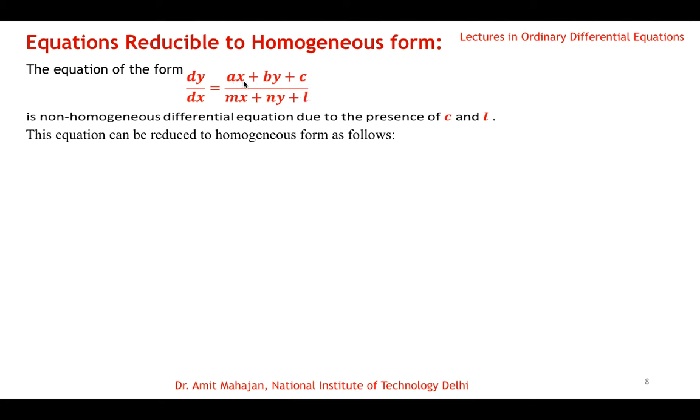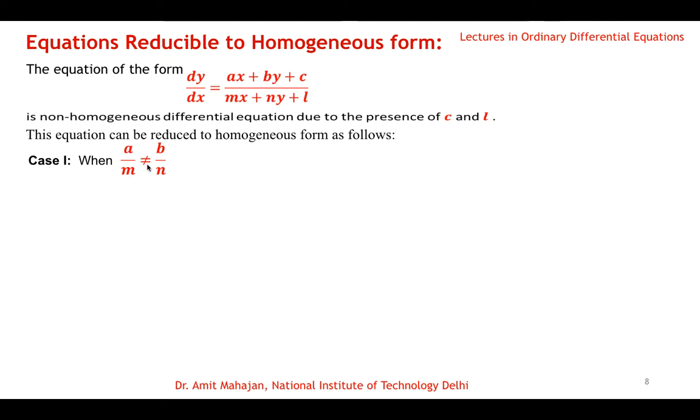Here, in ax, variable x has power 1, variable y has power 1, and the same in the denominator. So the first two terms in the numerator and the first two terms in the denominator are degree 1, but because of these constants they are non-homogeneous. We can reduce an equation of this form to homogeneous depending upon the ratio of coefficients of x and the ratio of coefficients of y. Take the first case, when the ratio of coefficients of x, a by m, is not equal to the ratio of coefficients of y, b by n.